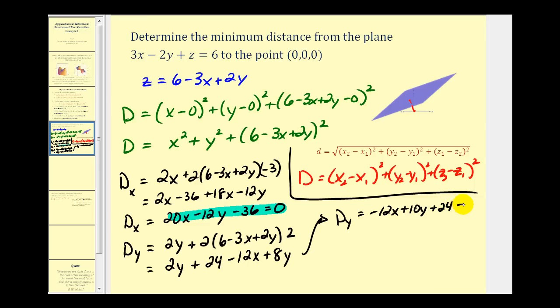And we also want to know when this is equal to 0. So what we'll do now is treat these as a system of equations and solve for x and y. Let's go ahead and do that on the next screen.